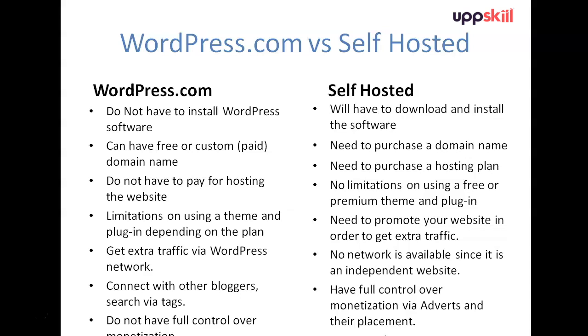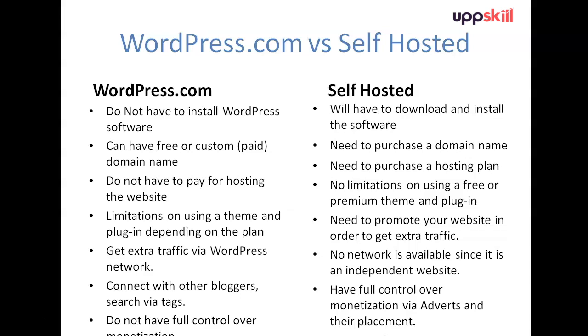On WordPress.com, you can have a free or custom, that is a paid domain name, whereas on a self-hosted server, it is mandatory to purchase a domain name. On WordPress.com, you do not have to purchase a hosting plan, that is, you do not have to pay for hosting the website, whereas on self-hosted server, you need to purchase a hosting plan.